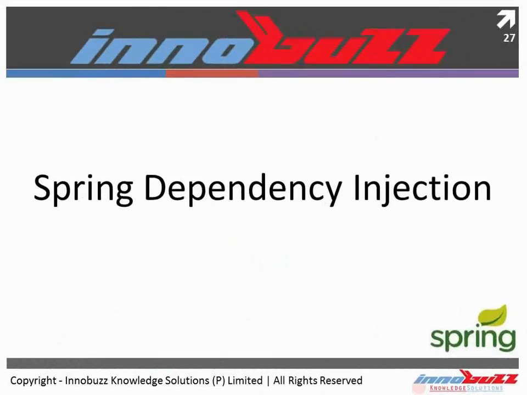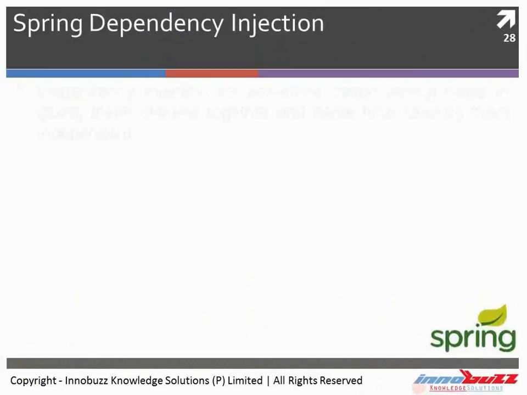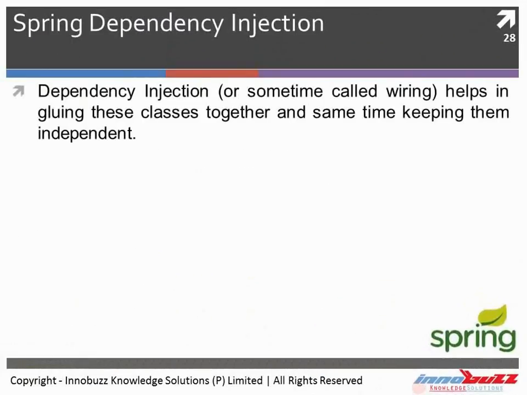Next is Spring dependency injection, which is also called inversion of control. So let's see Spring dependency injection. Dependency injection, sometimes called wiring, helps in gluing these classes together while keeping them independent. So this is very important. It will just glue the classes together, making them independent at the same time.